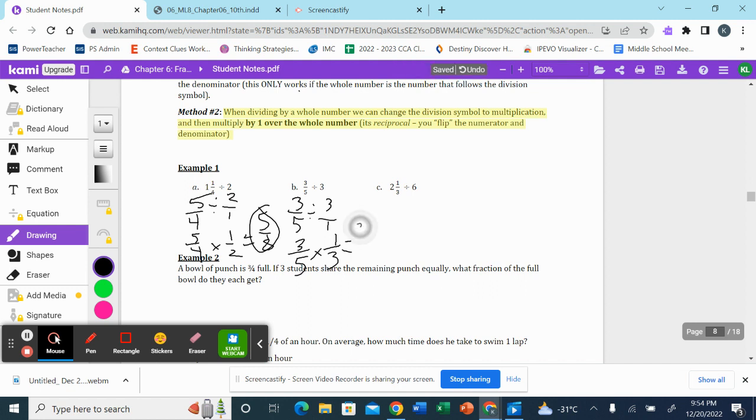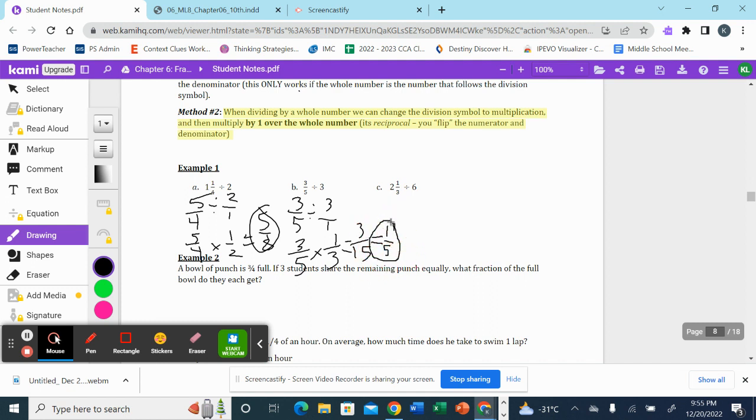3 times 1, 3. 5 times 3, 15. And we want the lowest terms. 3 and 15 are both divisible by what? By 3? Yep, you betcha. Divide by 3, we have 1 over 5 as our final answer.